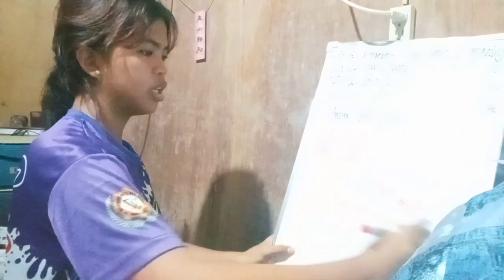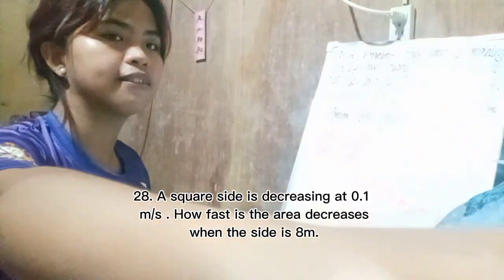So the answer to how fast is the tip of his shadow moving away when he is 4 meter from the pole: my answer is 2.25 meter per second.